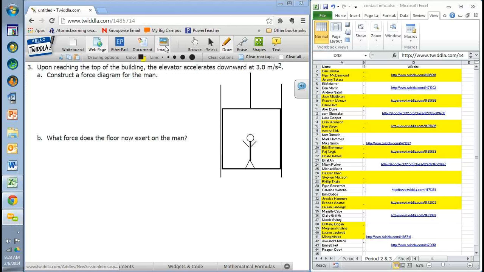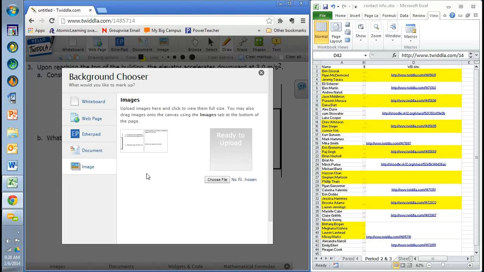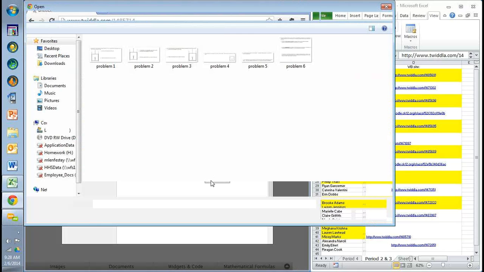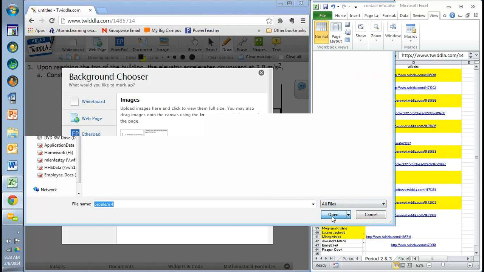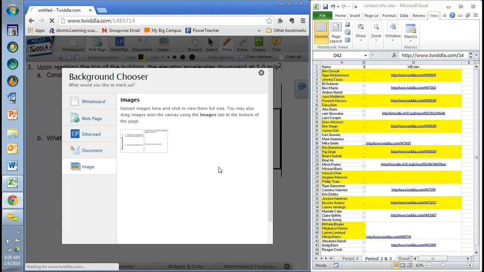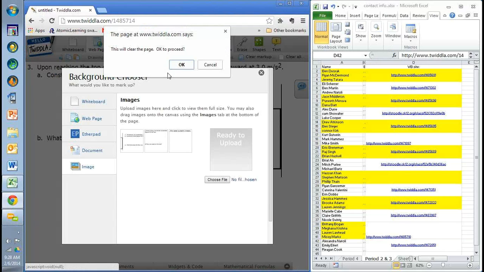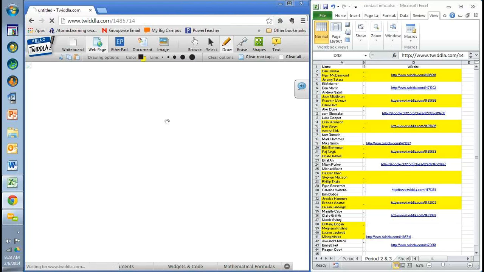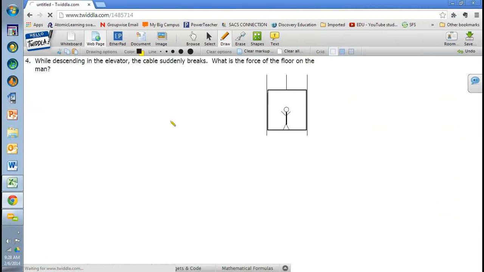Okay, let's go ahead and go on to the next problem, number 4. Again, watching my time. Okay, for number 4. Now it says while the elevator is descending, so it's already moving downward, the cable suddenly breaks. What's the force of the floor on the man? So again, I'd like you to draw a free body diagram for the man and then figure out how much force the floor is providing to him. I'm going to give you a couple minutes and I'm going to mute everybody.